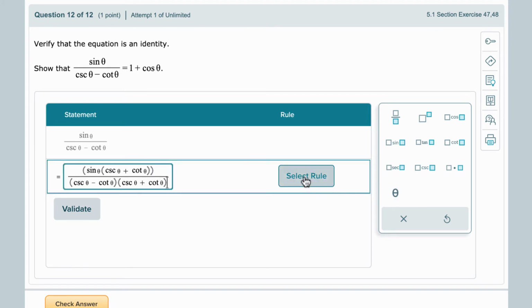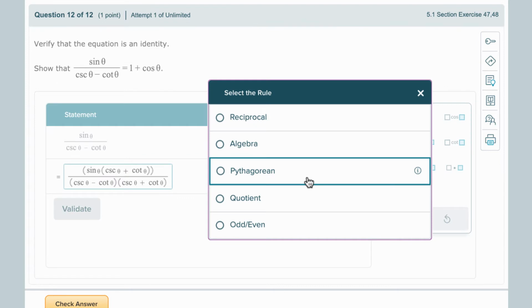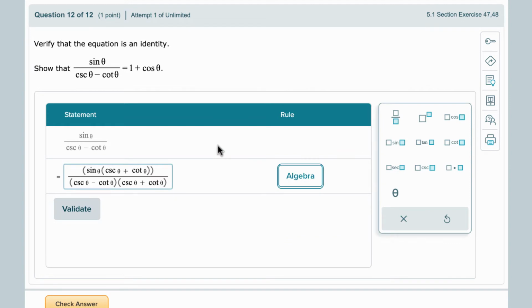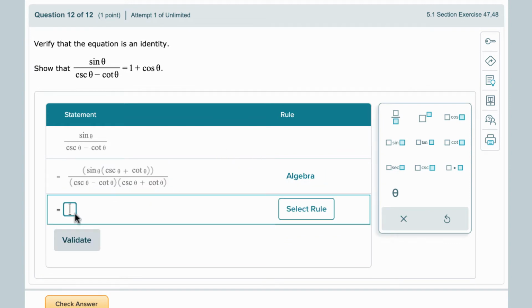So once you type in the new expression that you've written, you also need to select the rule. What I used here was multiplying by the conjugate, which is not a trigonometric identity. It was just an algebraic technique. So I would select algebra. Okay, so it's saying that the expression that I wrote is the same as the first one, and it's also saying that it follows the rules of algebra. That's what I've done, and that's all that I've done in that problem.